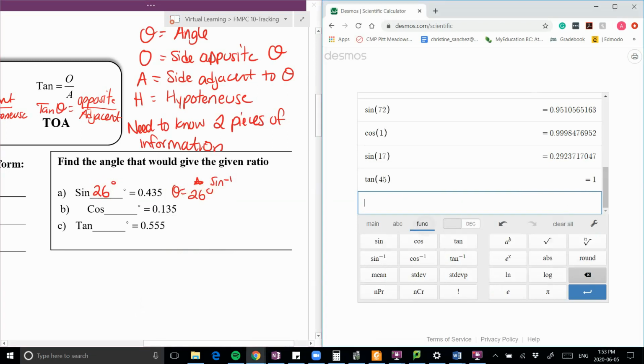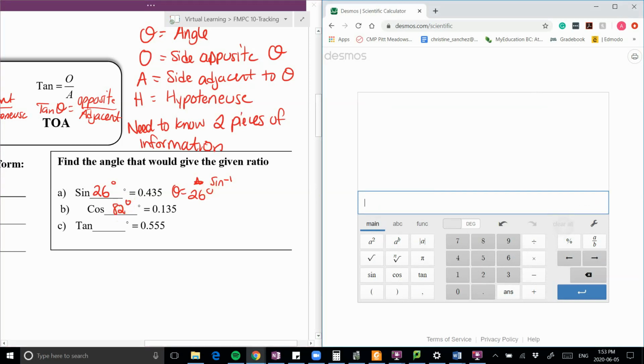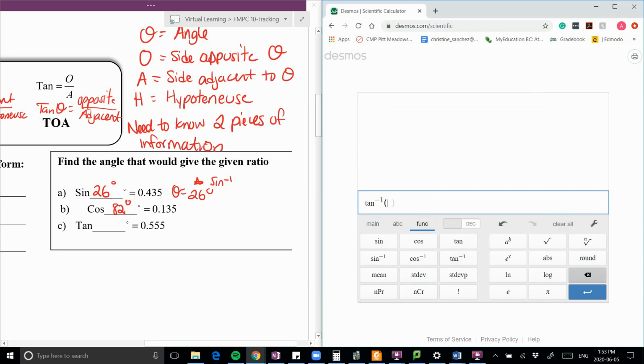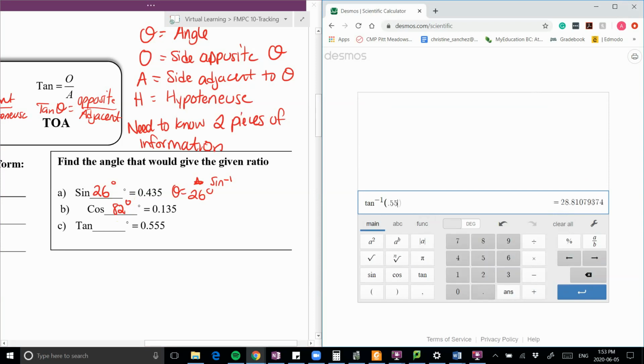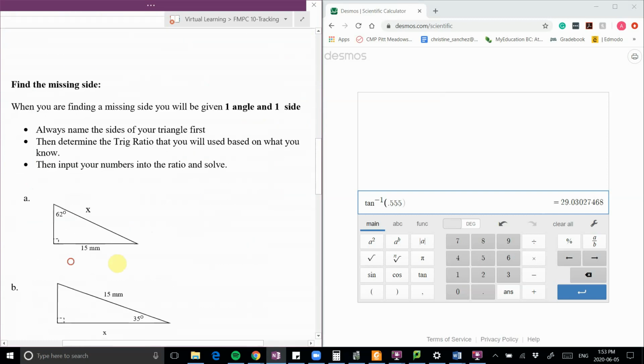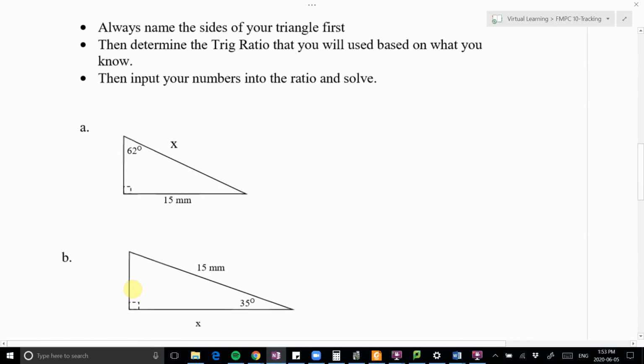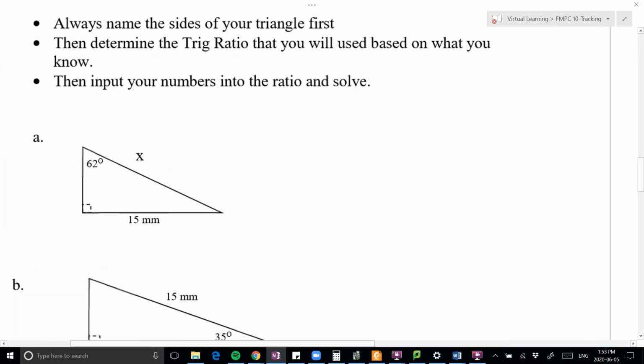Okay, so we're going to go function cos -1, because that's going to find me an angle. We're going to go 0.135, 82 degrees. And tan, same thing, we got to go second floor because we're looking for an angle, 0.555, 29 degrees. Okay, so we're going to be using those calculator functions today when we're looking at our angles. So, what we're going to do today is actually use those to find those missing sides.